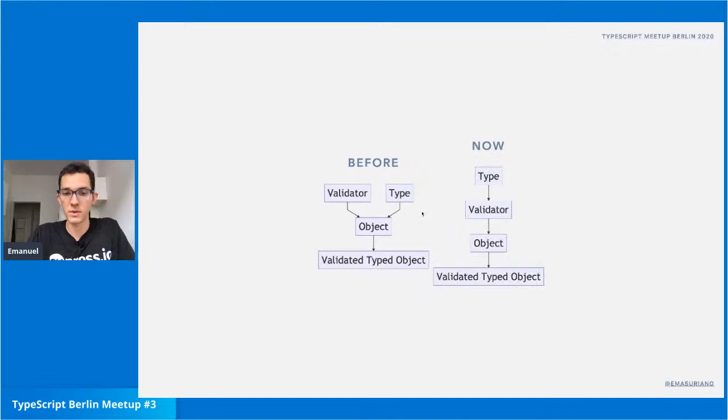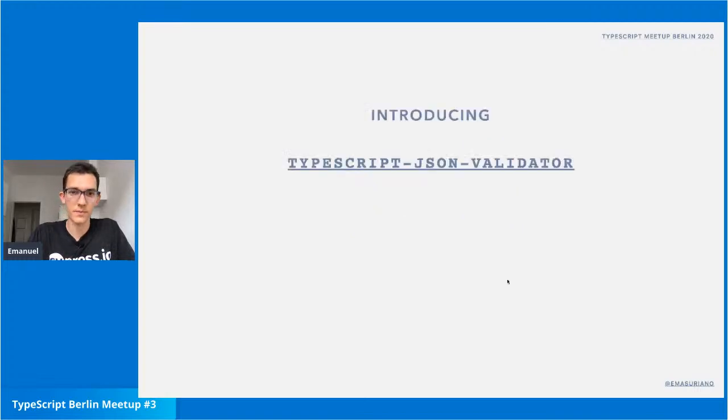In the approach that I want to show to you, the types are going to generate the validator. Then the validator is going to validate the object, and in the end the result will be the same, which is a validated type object. So I want to introduce to you a tool that I found. It's an open source library.